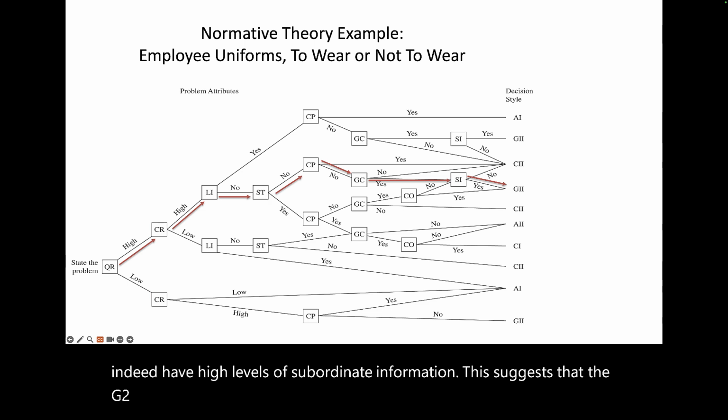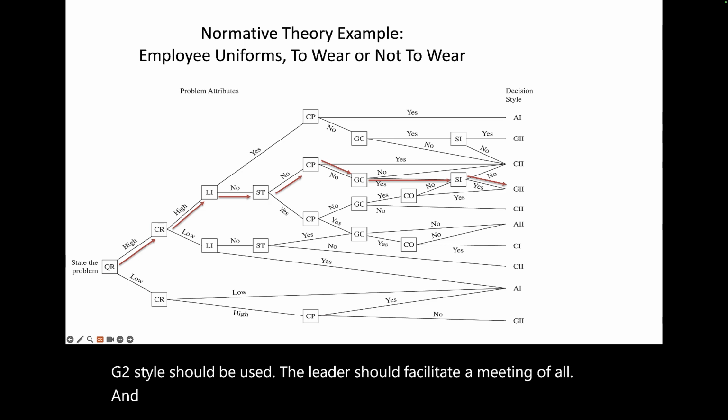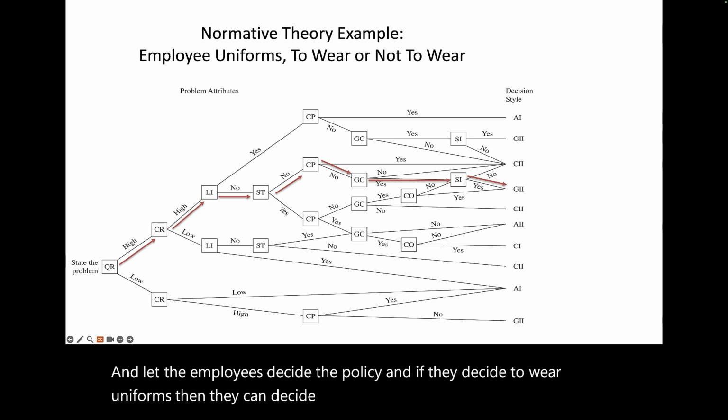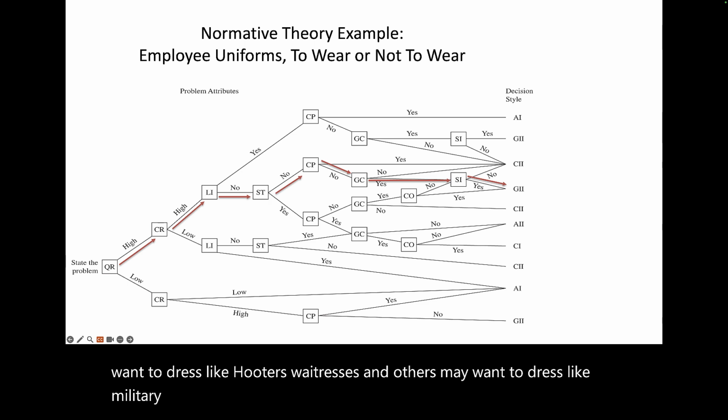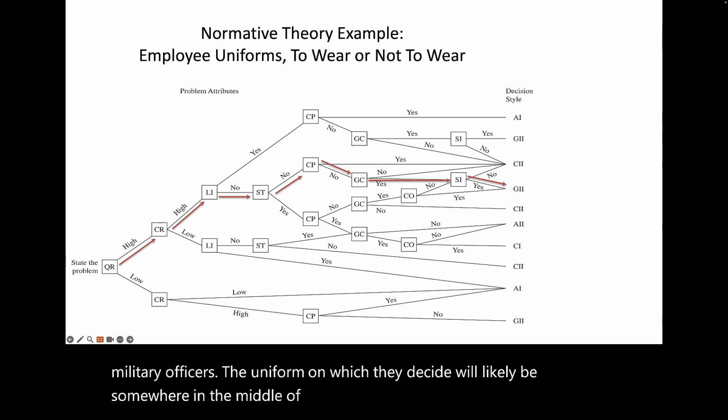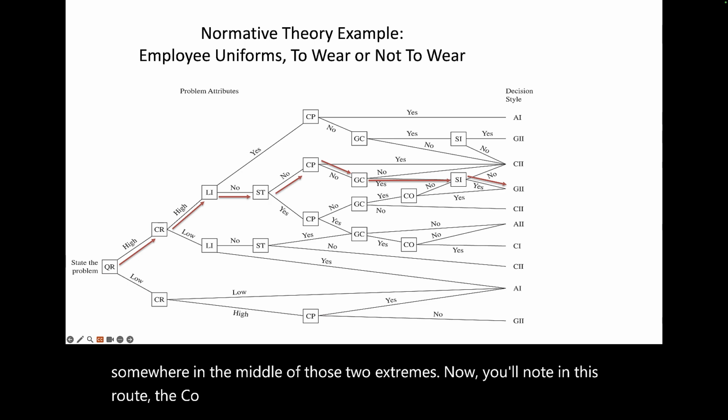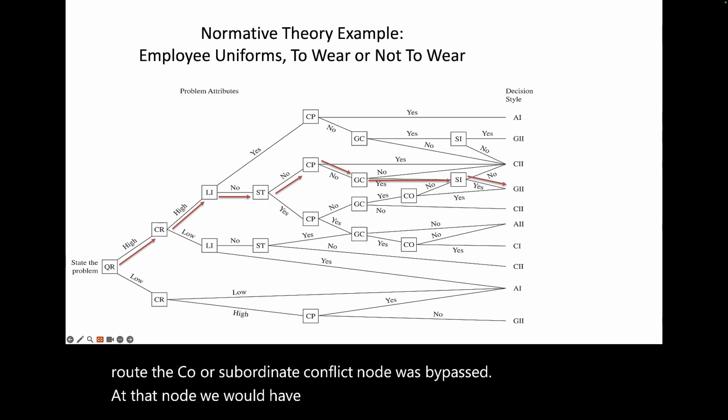And if they decide to wear uniforms, then they can decide what sort of uniform to wear. Some may want to dress like Hooters waitresses, and others may want to dress like military officers. The uniform on which they decide will likely be somewhere in the middle of those two extremes. Now you'll note in this route, the CO, or subordinate conflict node, was bypassed. At that node, we would have asked if conflict among the employees over the preferred solution would be likely. But we didn't have to do that in this made-up on-the-fly scenario. Sometimes you will. Let's move on.